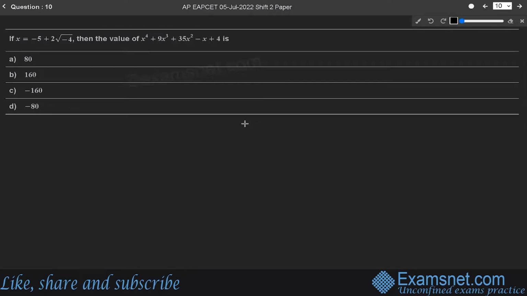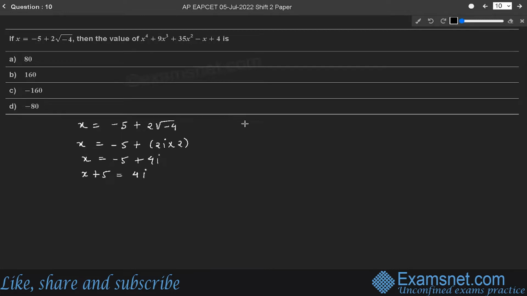Next question is, if x is equal to minus 5 plus 2 under root minus 4, then the value of x power 4 plus 9x cube plus 35x square minus x plus 4 is. It is given that x is equal to minus 5 plus 2 into under root of minus 4. This can be written as x is equal to minus 5 plus 2i into 2. x will be equal to minus 5 plus 4i, or we can write it as x plus 5 is equal to 4i.